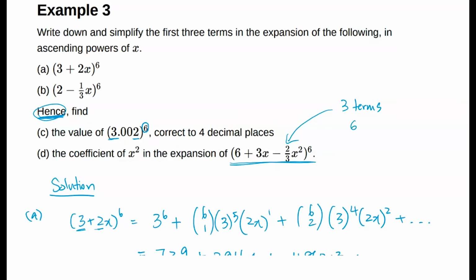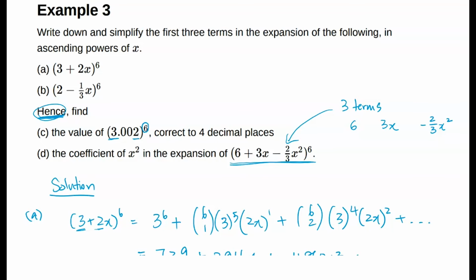We have 6, we have 3x, and we have negative 2 over 3x squared. So binomial theorem is for 2 terms. We cannot use binomial theorem to expand this because there are 3 terms here. This is more like trinomial theorem, which we have not covered. Therefore, that tells us that we definitely have to use part A and part B.